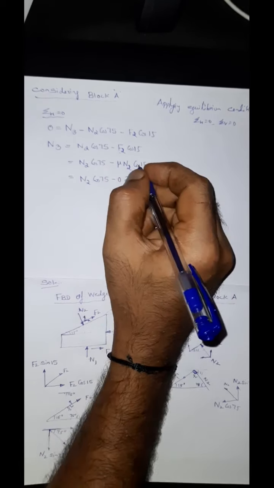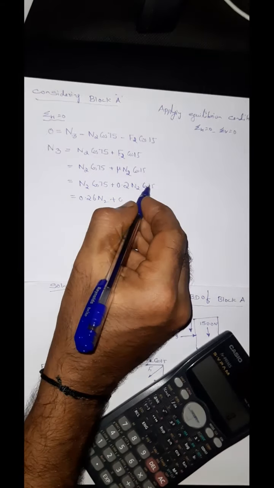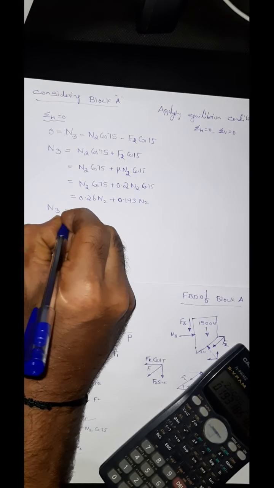N2 plus 0.2 into cos 75, that is cos 15. So 0.2 into cos 15 is 0.193. So 0.193 N2, right? So N3 equal to 0.26 plus 0.193. So 0.453 N2. So equation number 1.